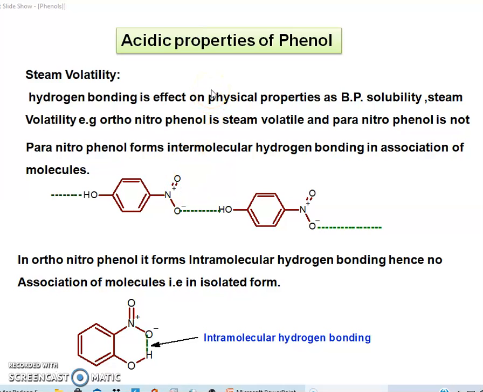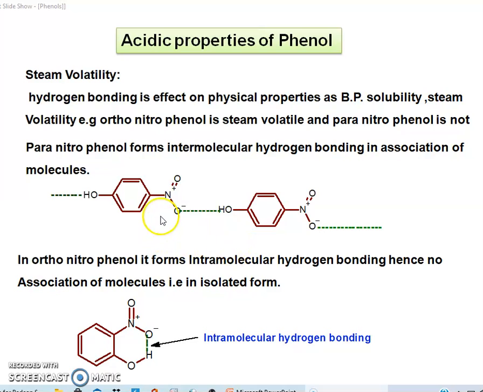The next point we are going to discuss is the physical properties of phenol. The first property we see here is steam volatility. Steam volatility we see in phenols like nitrophenol. Hydrogen bonding has a large effect on physical properties like boiling point, solubility, and steam volatility.